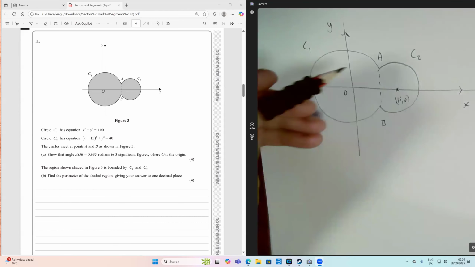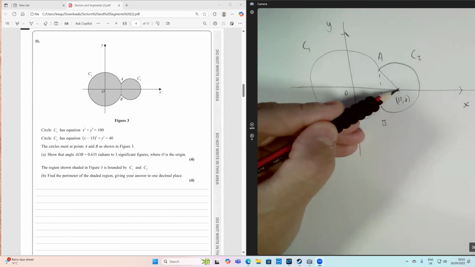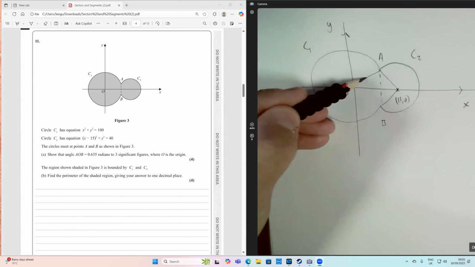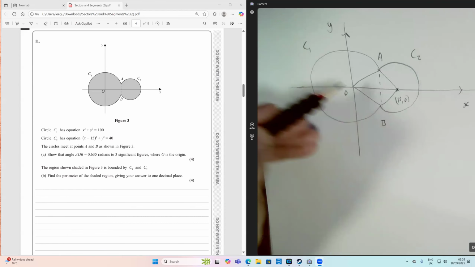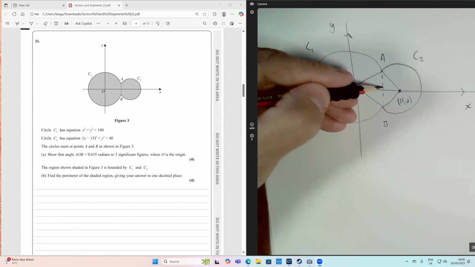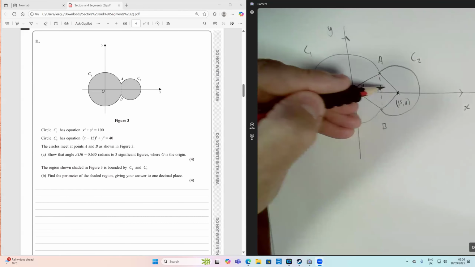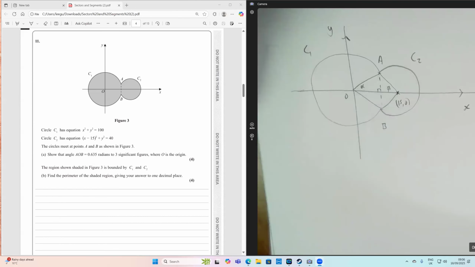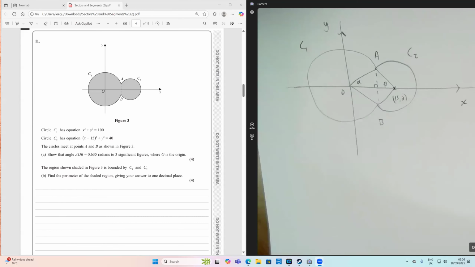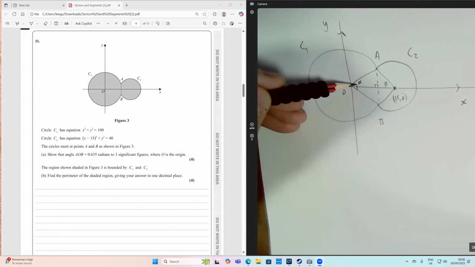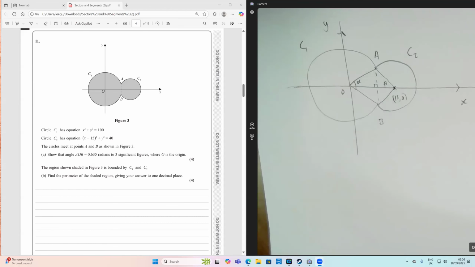Something else that I think is going to be quite useful to us is to draw a couple of little triangles like this. These are going to be useful to us in the calculation of our angles, because we're going to need to know, I'm going to call this angle here alpha, and I'm going to call this angle here beta. So we're going to need to work out alpha and beta. Now, first of all, it says, show that the angle AOB is equal to 0.635 radians to 3 significant figures. So in other words, we've got to first of all find out this whole angle here, which would be, in my case, 2 alpha.